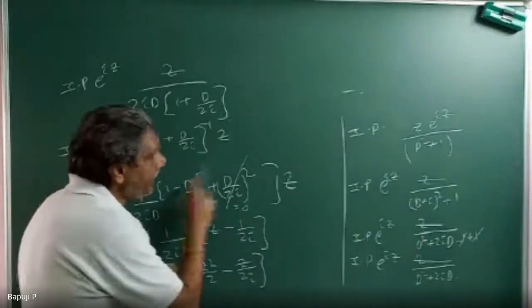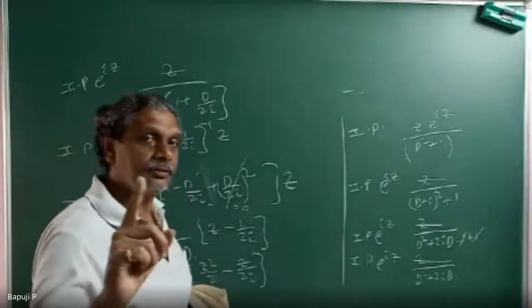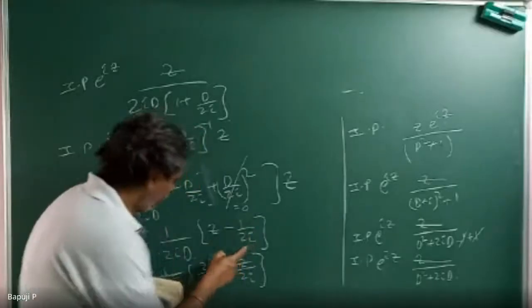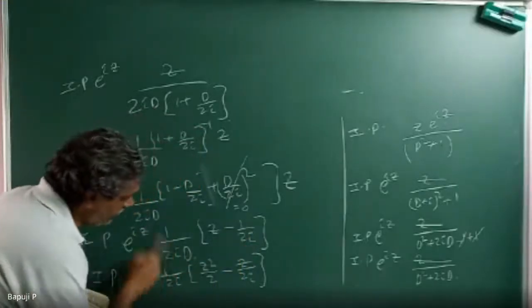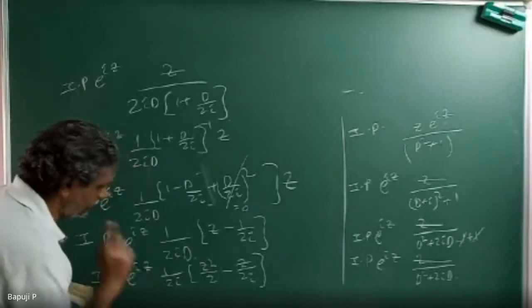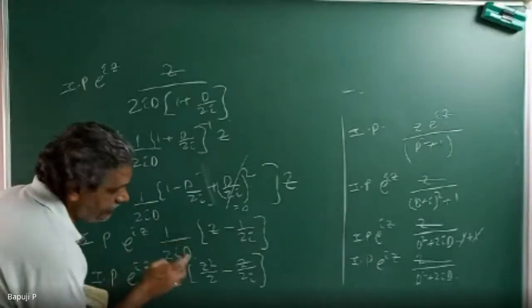Yes. 1 by 2i d of z. Here 1 by 2i d is there, but this part only can write. Then 1 by d means what? Integration or not? Yes, sir.